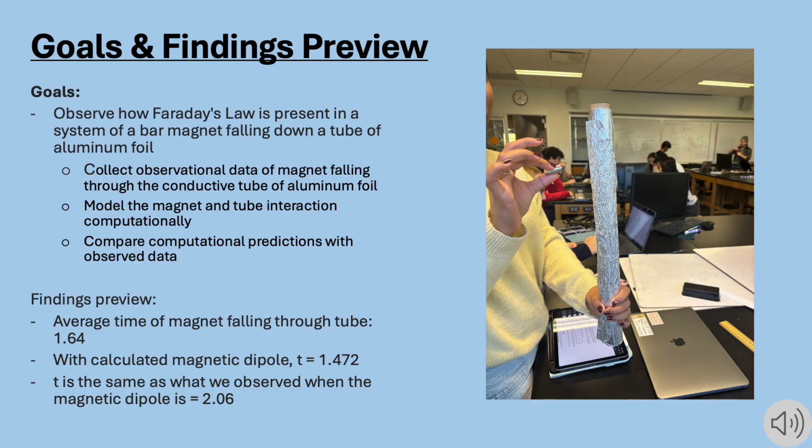What our findings were: an average time of the magnet falling down was 1.64 seconds, and with our calculated dipole, the time on our computational model was 1.4 seconds. If we change the dipole to match the time, the dipole was 2.06.